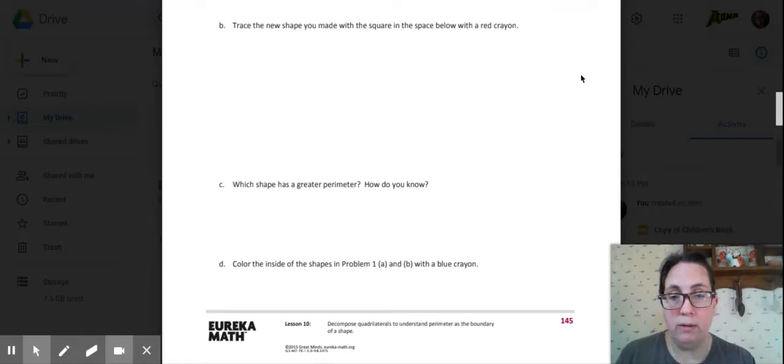D, they want you to color the inside of the shape of problem 1A and B with a blue crayon. If you have a blue crayon, marker, or colored pencil, you can use that. If you do not, you can just use your pencil to lightly shade the inside of those figures. Pause the video and do that.